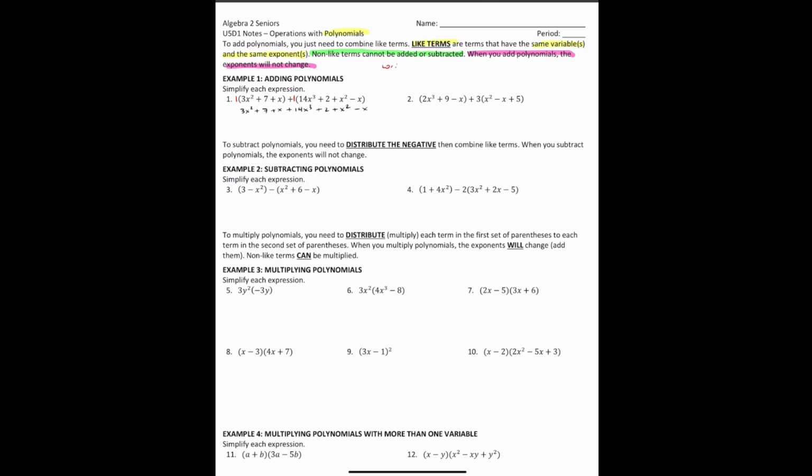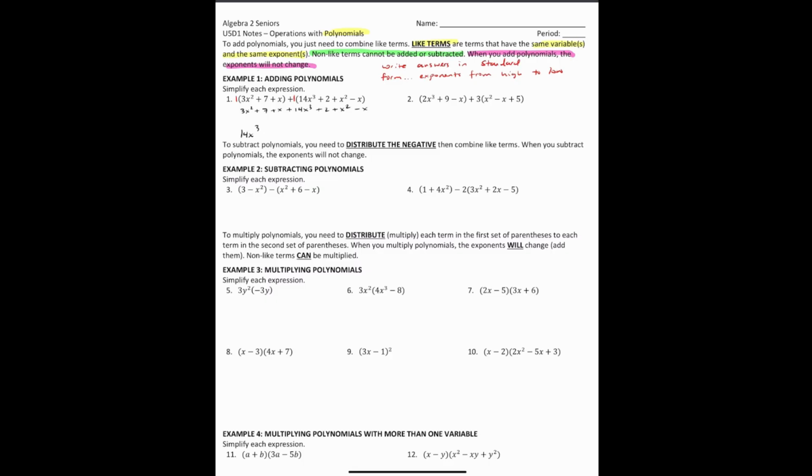So to write our answers in standard form, you write your exponents from high to low. So if I'm looking at this expression, notice that the term with the highest exponent is 14x to the third power. And if I look anywhere else in this expression, I cannot combine that with anything else. So it's just 14x to the third power.